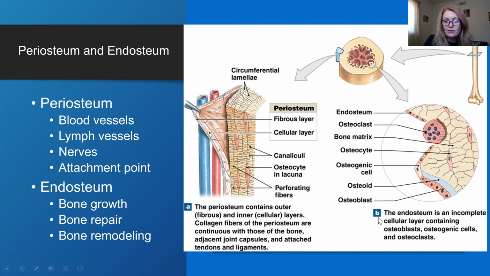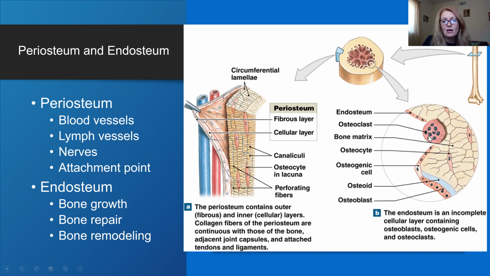Endosteum is shown in picture B over here. If you look at the bone, we have an outer layer of compact bone, and then we have spongy bone inside. So endosteum is an incomplete cellular layer that covers these cavities inside your long bones or the trabeculae of spongy bone. And it contains osteoblasts, osteoclasts. Oh, I'm sorry, this is an osteoclast.